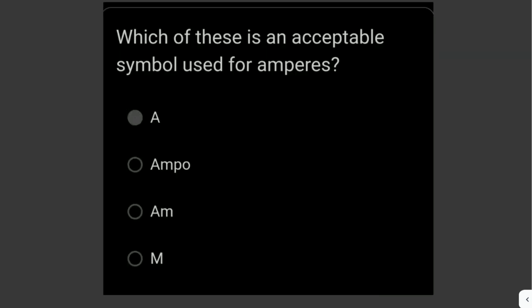Which of these is an acceptable symbol used for amperes? So the letter A here is an acceptable symbol used to represent amperes.